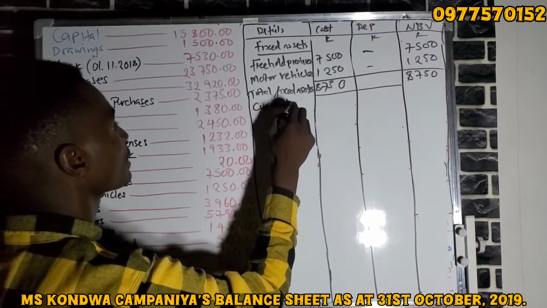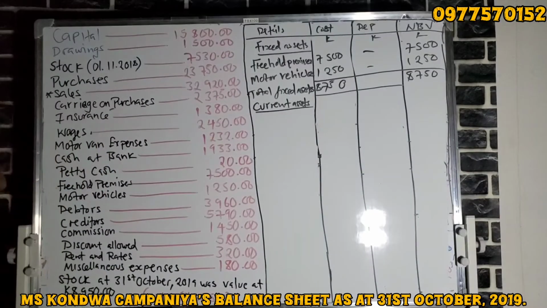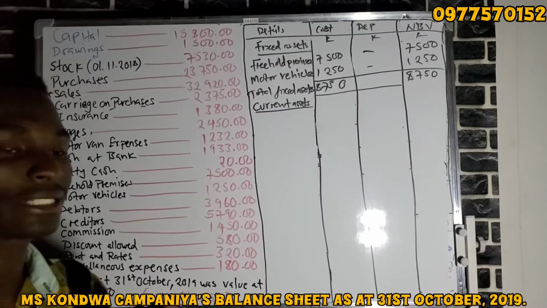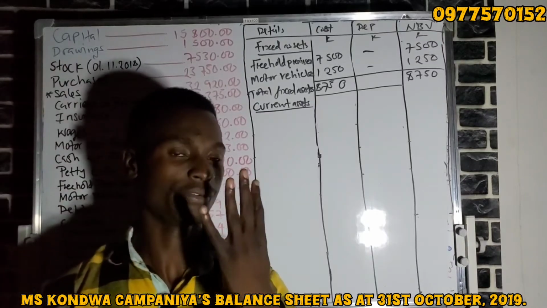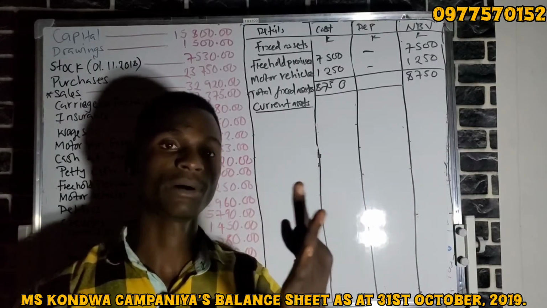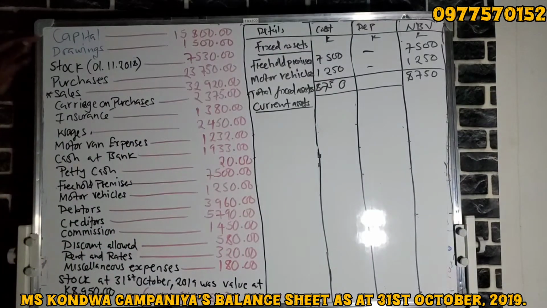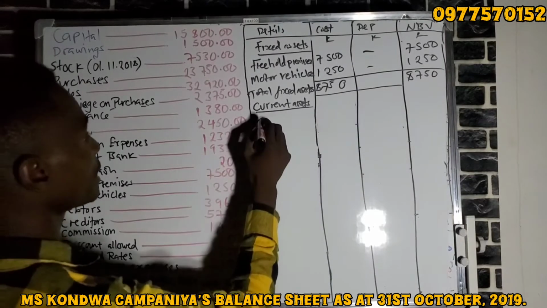Current assets. Now, when you look at the current assets, my good friends, at this grade 9 level, they're usually 4 current assets. You have the closing stock, debtors, cash at bank, cash in hand. So we're getting the closing stock here. We're going to write them in the order of liquidity, which means that we're going to start with the one which is very difficult to turn into cash, which is the stock.